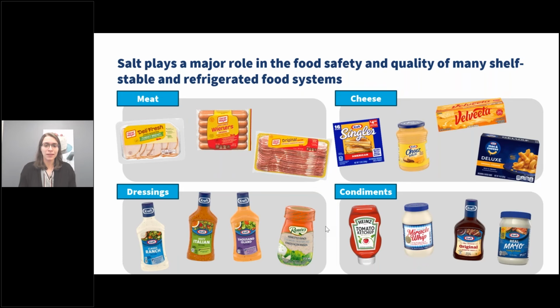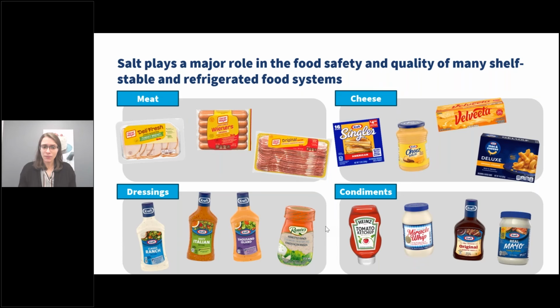Within meat, as Dr. Unruh described, salt plays unique roles across deli meats, hot dogs, and bacon due to different types of product attributes targeted, different types of manufacturing steps, and whether the products are ready to eat or need to be cooked. Within cheese, the story is similar, and cheese slices, spreads, sauces, and loaves each have unique recipes and processes to deliver on consumer expectations of these product types.